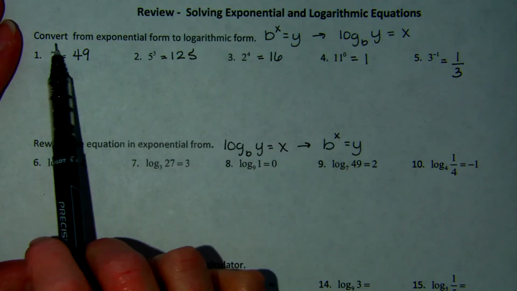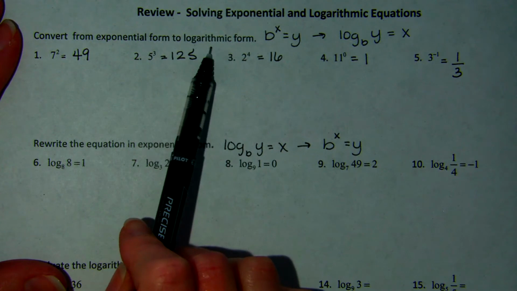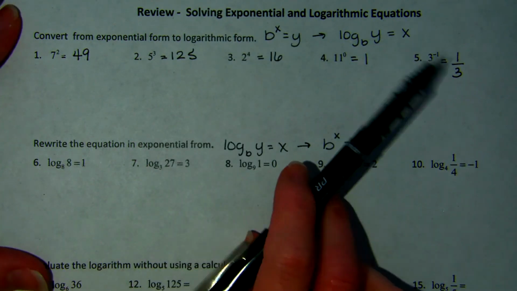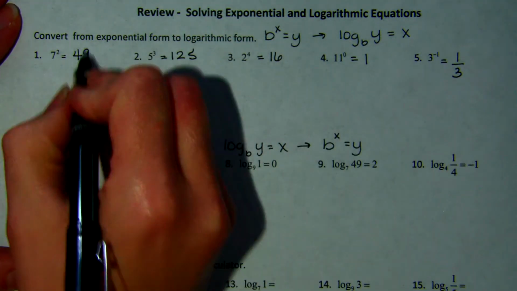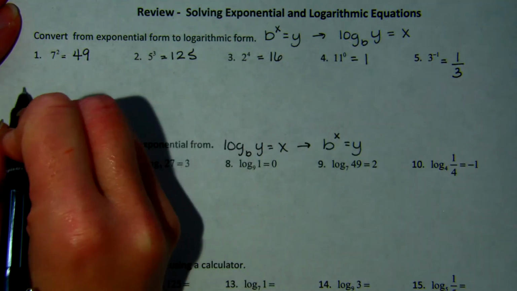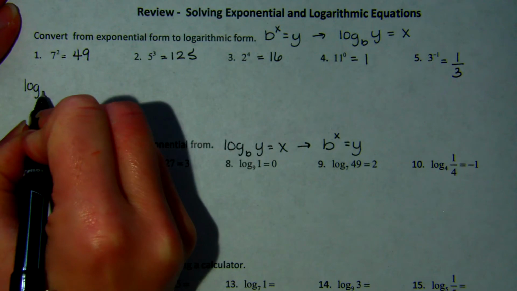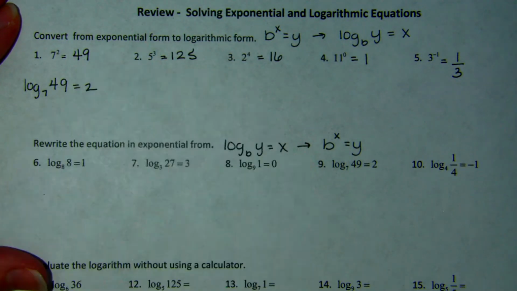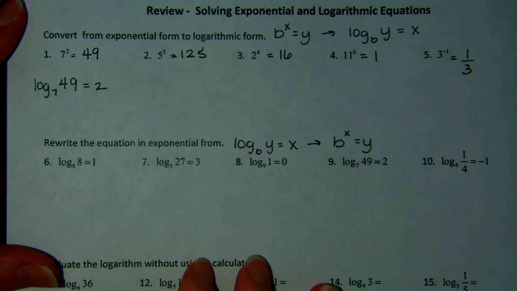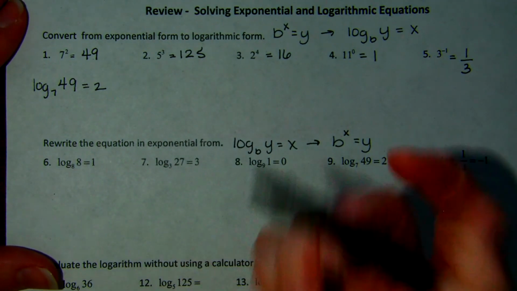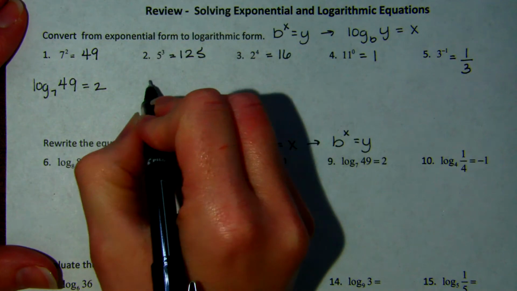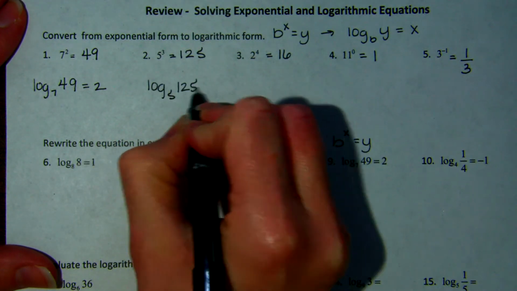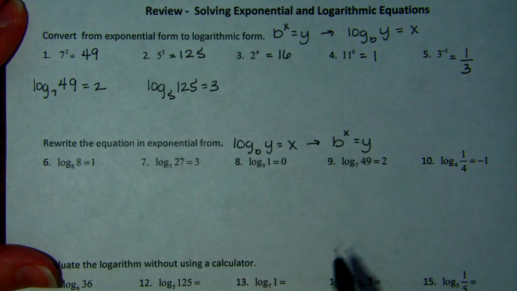You were asked to convert from exponential to logarithmic form, and so we want to go from this to this. We want each of these to have a log in the end. So this first one right here, the base is 7, so this is log base 7 of 49 is equal to 2. This one right here has a base of 5, so it's log base 5 of 125 is equal to 3.